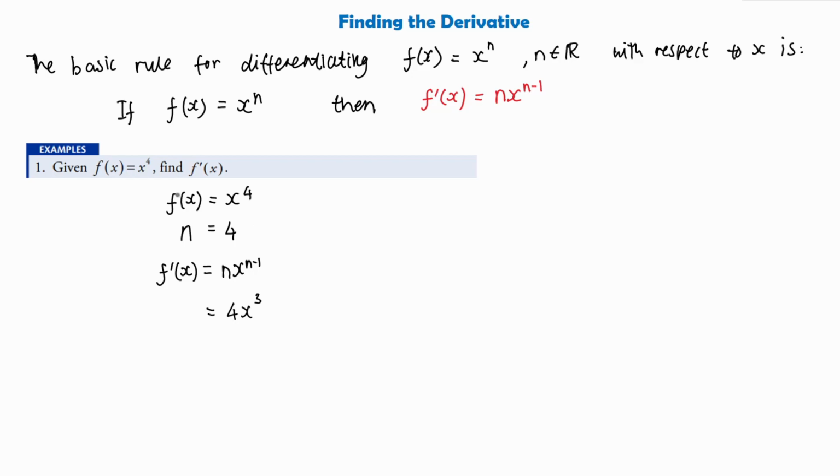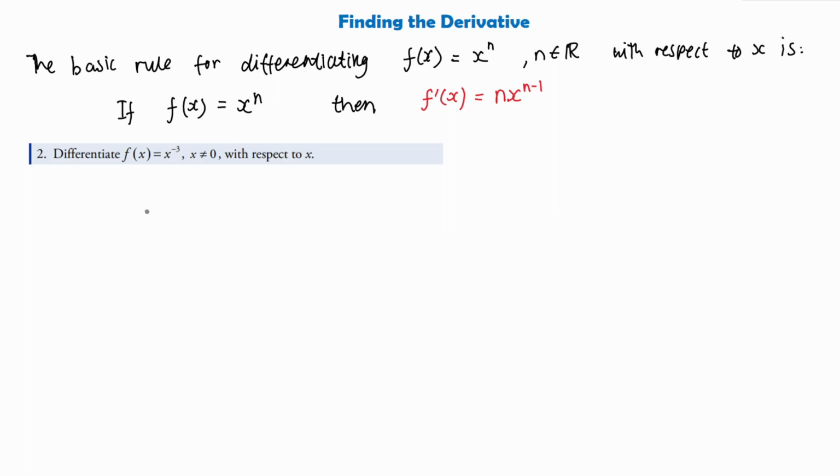But you don't need to do all this working here. You can just write in your first line of working that f dashed x is equal to 4x cubed by doing this two-step process in your head. So we'll do one more quick example here.